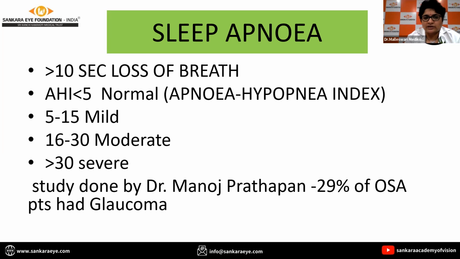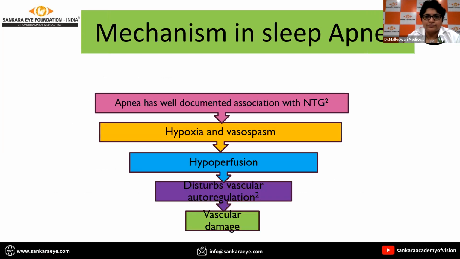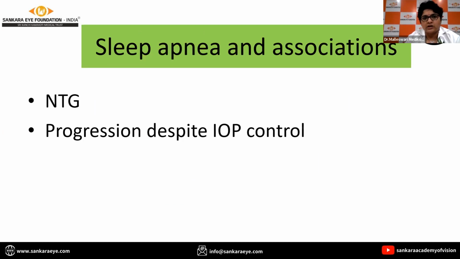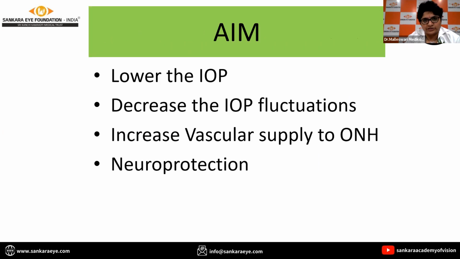There is one study done by Dr. Manoj et al. at Amrita Eye Institute. More of the sleep apnea patients are associated with glaucoma, around 29%. So what is the mechanism in sleep apnea? Sleep apnea can cause hypoxia and vasospasm, which leads to hypoperfusion and vascular damage. This vascular damage again causes a secondary indirect damage because of the toxin release. So sleep apnea is associated with normal tension glaucoma as well as progression despite well-controlled intraocular pressure.